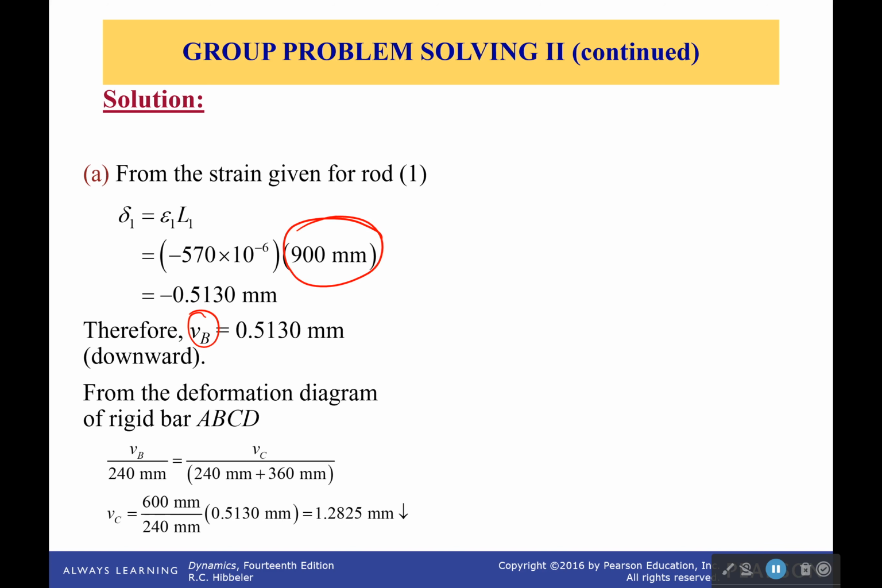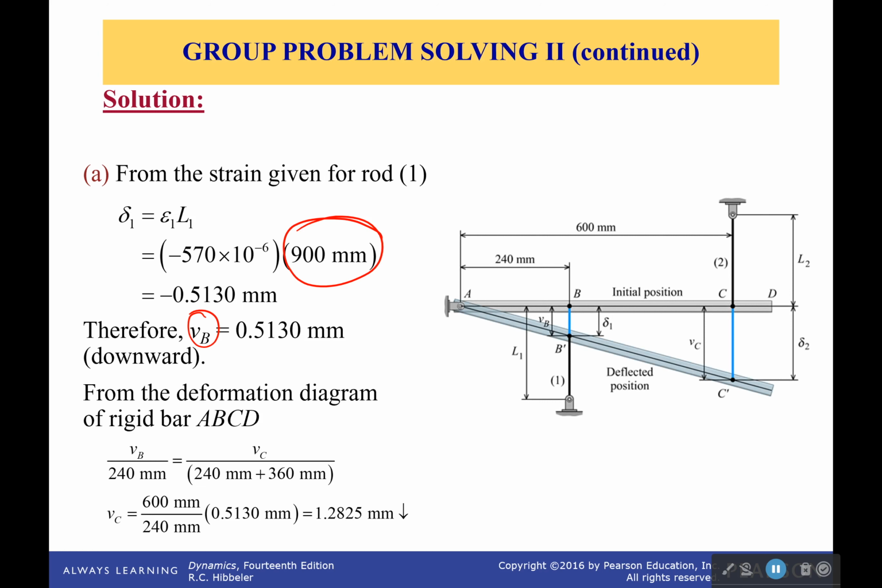So if we're going to figure out how far B went, we have to use those ratios. But you can see from this little right here, these are two similar triangles, one right there and one right there, and therefore the ratio of their length to height, or their slope, as you could say it, would be the same. So we know what VB is over 240 millimeters, and so we can then connect that to what VC would be. We plug it in, we get that VC would be moving 1.2825 millimeters down.